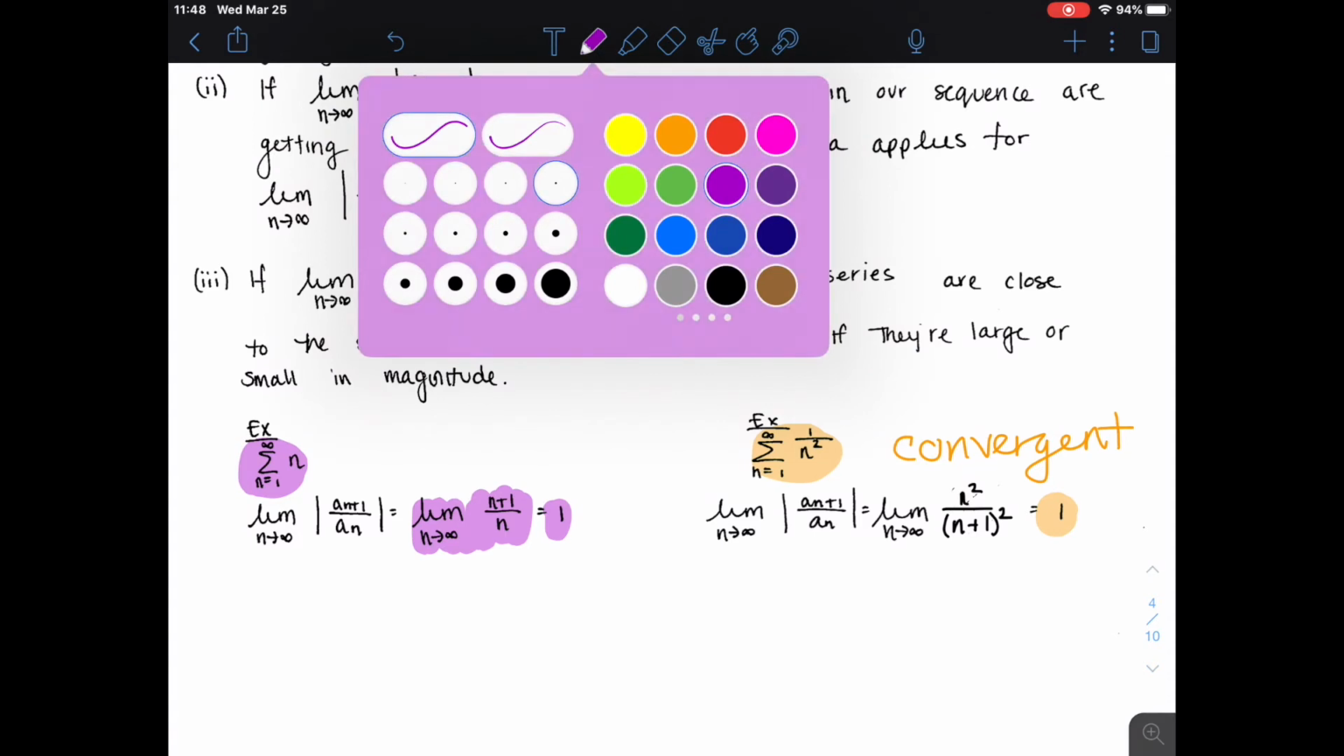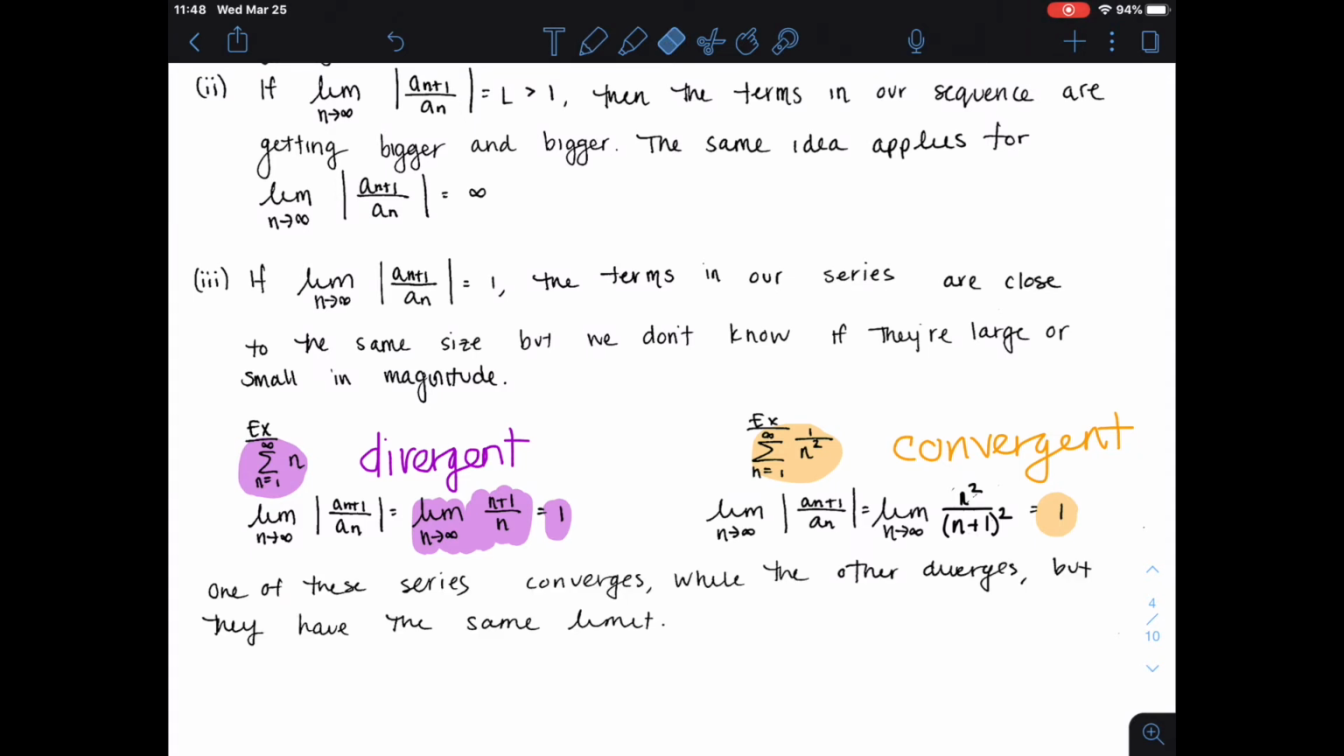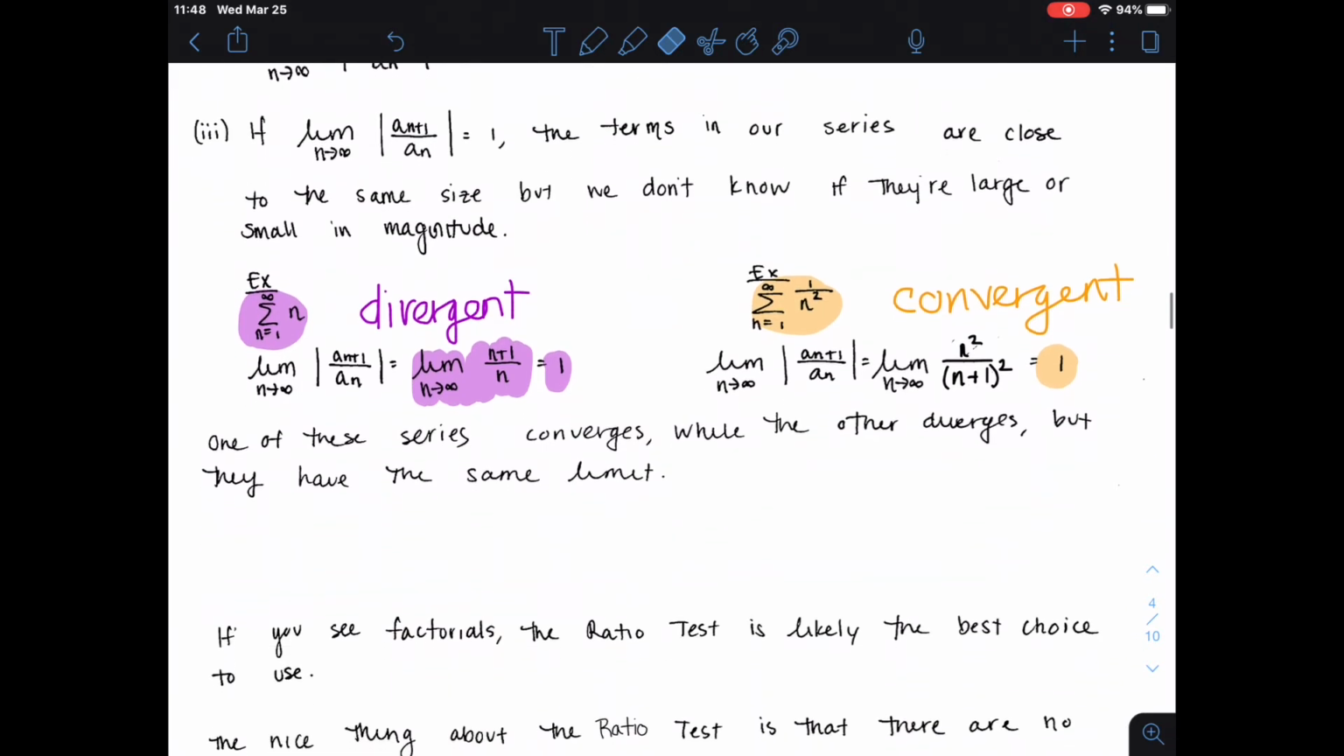And in this other instance, we know this is divergent, and again, the ratio test failed. So both of them equal 1. So in the case you get 1, you can't do anything. You have to apply a different test. So one of these converges while the other diverges, but they have the same limit. So you're not able to say anything if that limit equals 1.